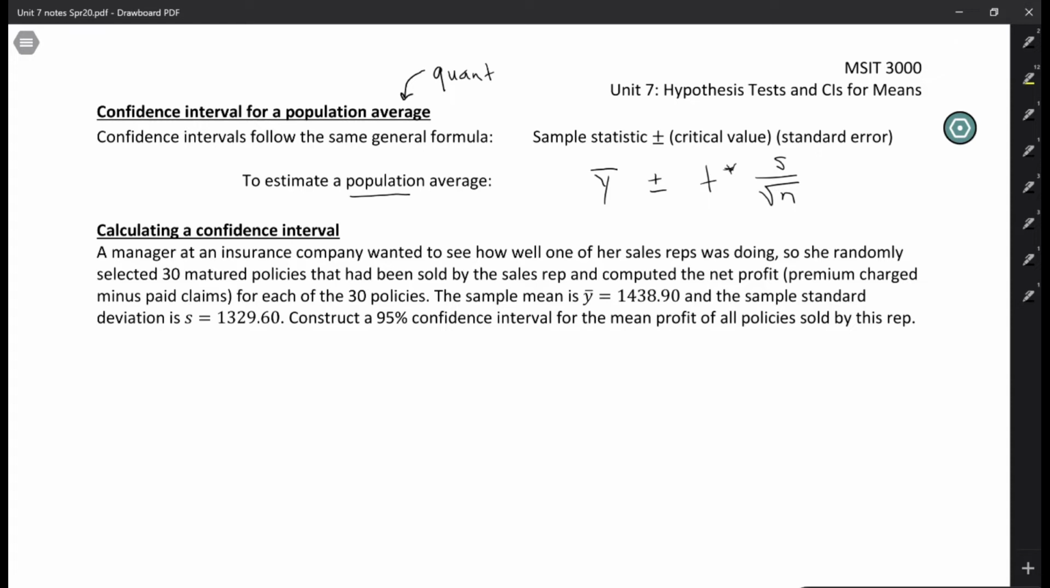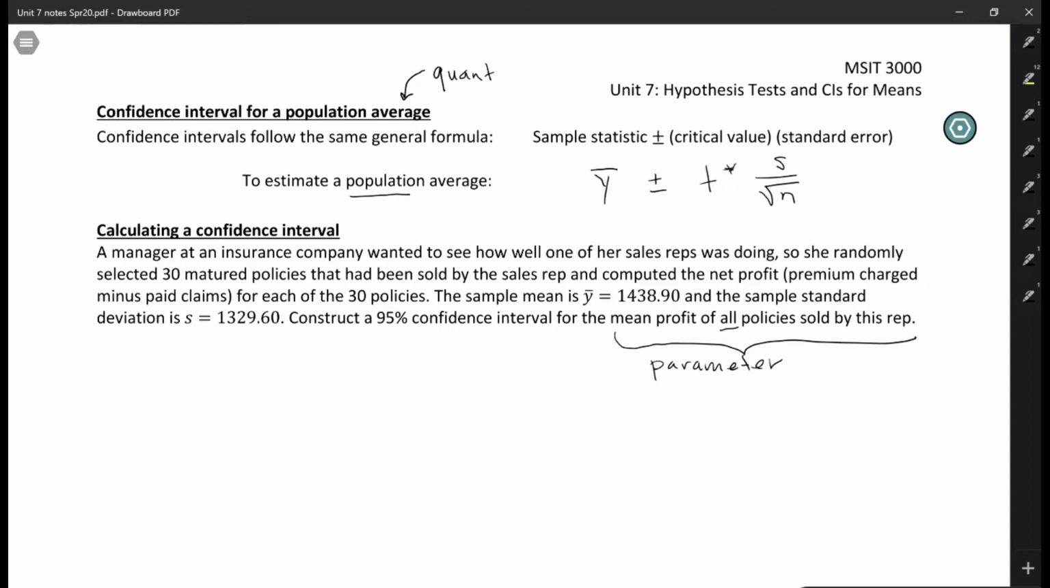So let's look at an example. A manager at an insurance company wants to see how well one of her sales reps was doing, so she randomly selected 30 mature policies that have been sold by the rep and computed the net profit for each of the 30 policies. The sample mean is given here, $1,438.90, and the sample standard deviation is $1,329.60, and we want to make a 95% confidence interval for the mean profit of all policies sold by this rep. So notice that they're telling us what the parameter is, the mean profit of all policies sold by the rep. That's the parameter that we're trying to estimate.